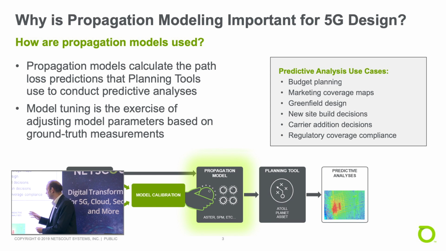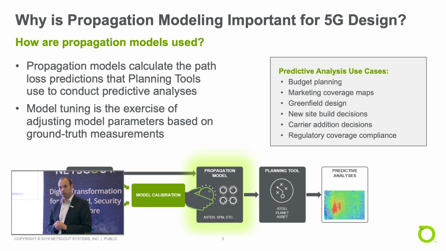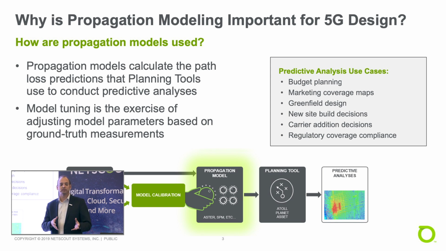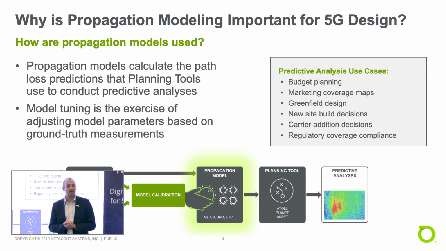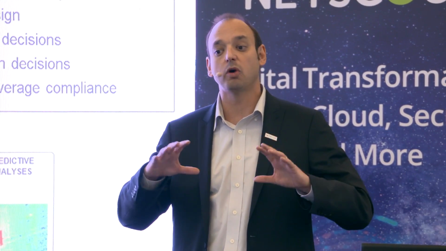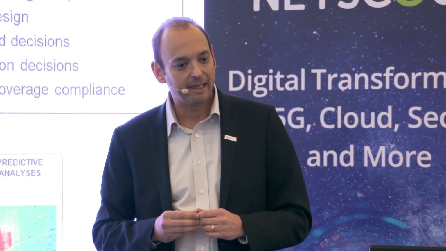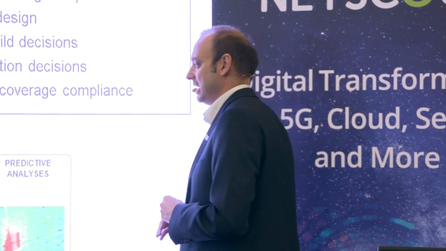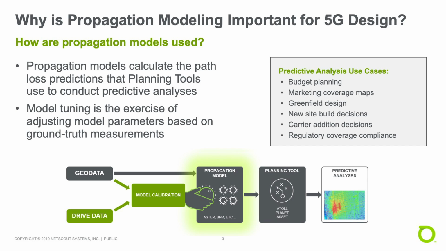Typically, the tools that create these predictive analyses are called planning tools. And at the heart of these planning tools lies the propagation model. That is where the calculation happens. The propagation model is basically a calculation tool to compute what the path loss looks like around a cell site, and the way that's done is by using parameters, model parameters.